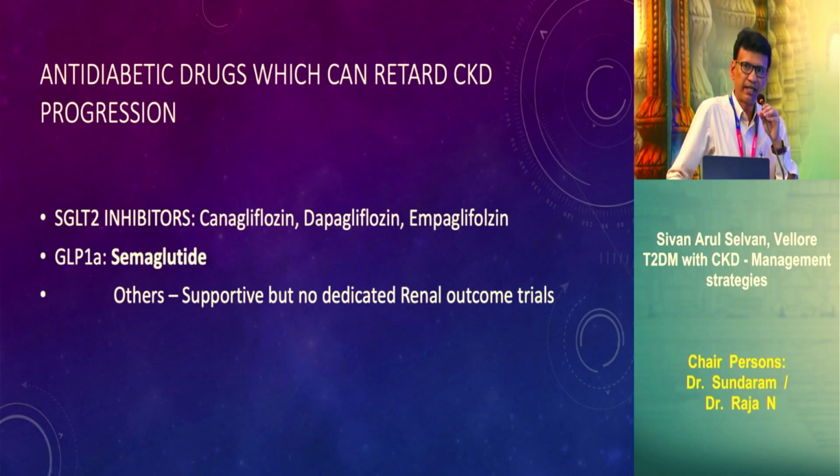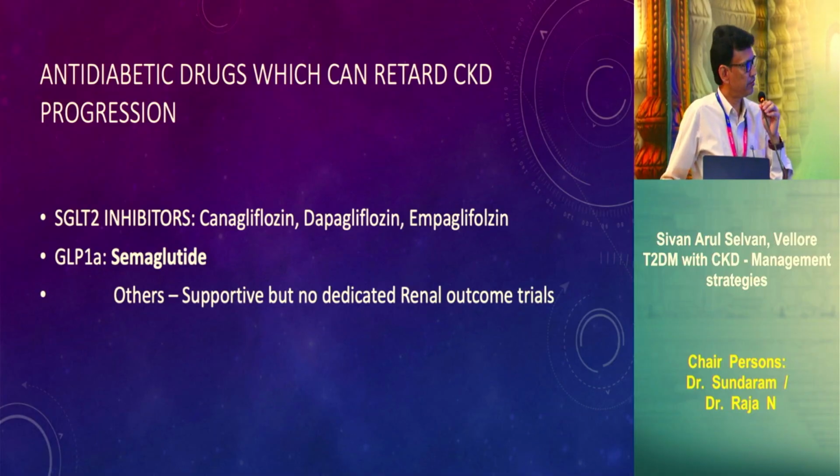So all diabetes medications, by virtue of diabetes control, can retard the CKD progression. But now we have drugs which have diabetes benefits and kidney benefits independent of glycemic control. So the prime drug is SGLT inhibitors. These drugs should be the first choice in any patient with diabetes and CKD. All three drugs, canagliflozin, DAPA and empagliflozin, have renal benefits independent of diabetes control.